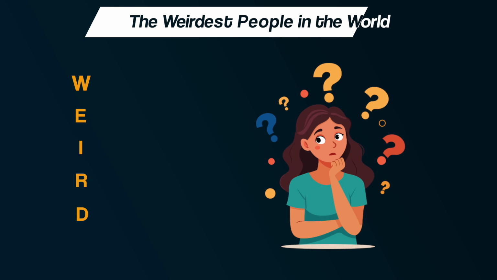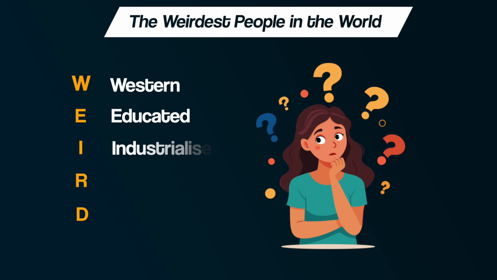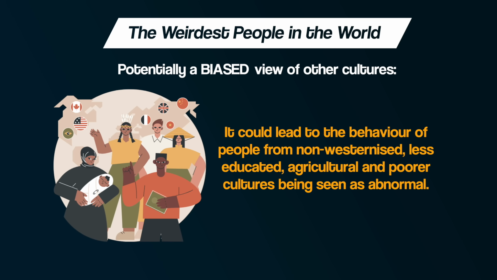In 2010, who identified that most psychological research is based on participants from WEIRD societies: Western, educated, industrialised, rich and democratic. Despite their limited representativeness, findings from these populations are often wrongly assumed to reflect universal human behaviour. It could lead to the behaviour of people from non-westernised, less educated, agricultural and poorer cultures being seen as abnormal. This calls into question the external validity of many psychological theories and highlights the need for more diverse cross-cultural research.